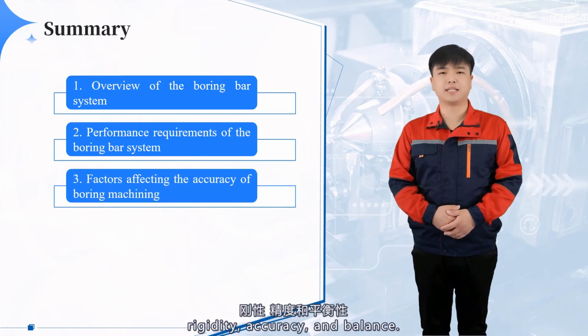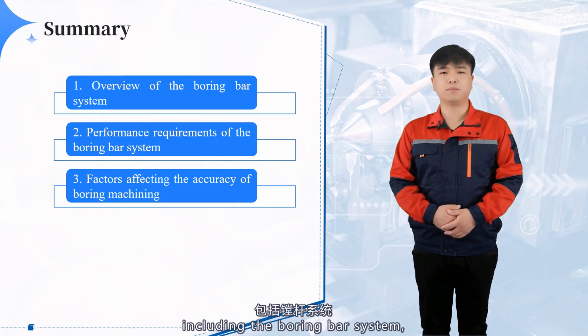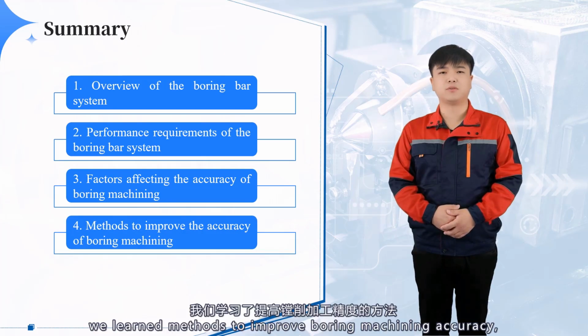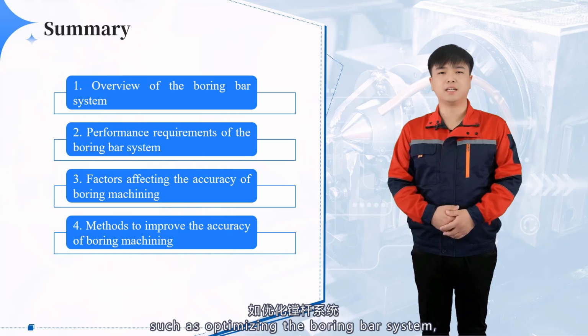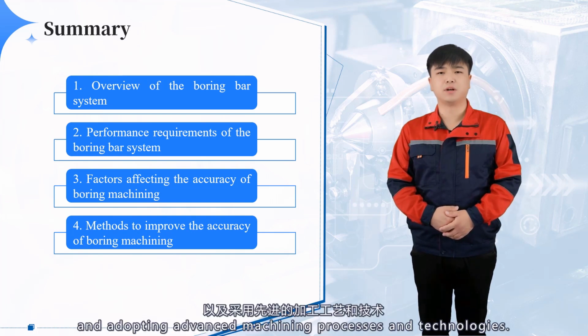We then analyzed the factors affecting the accuracy of boring machining, including the boring bar system, the workpiece, and the machining process. Finally, we learned the methods to improve boring machining accuracy, such as optimizing the boring bar system, selecting appropriate tools and cutting parameters, and adopting advanced machining processes and technologies.